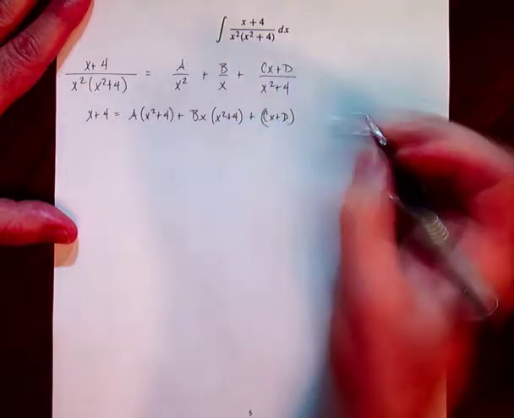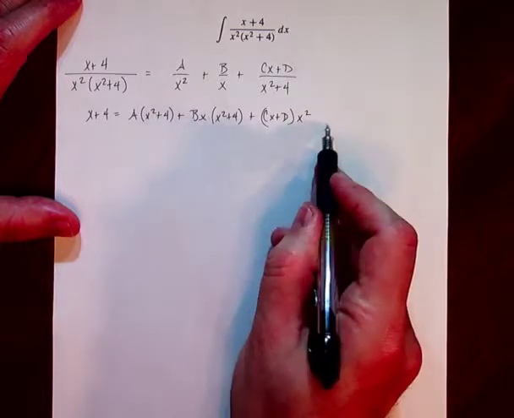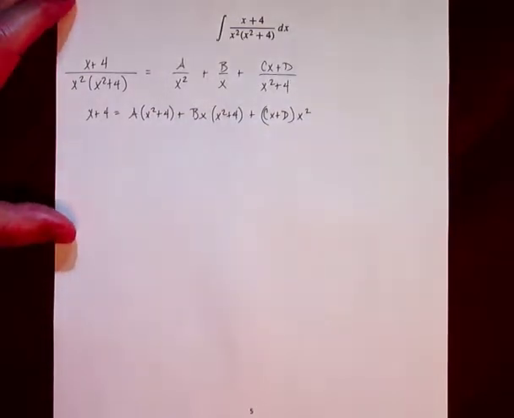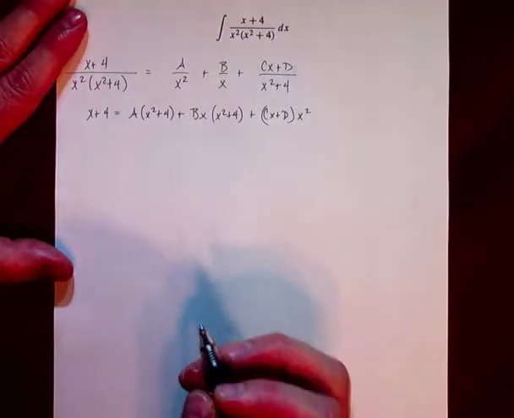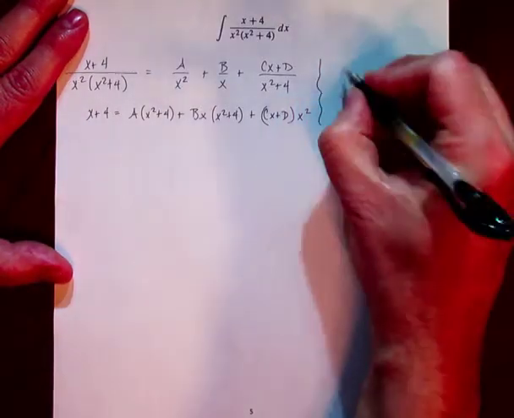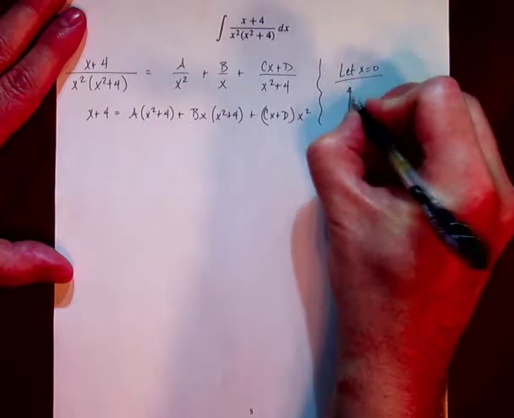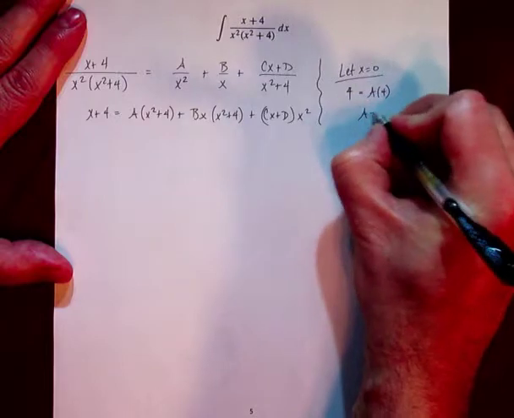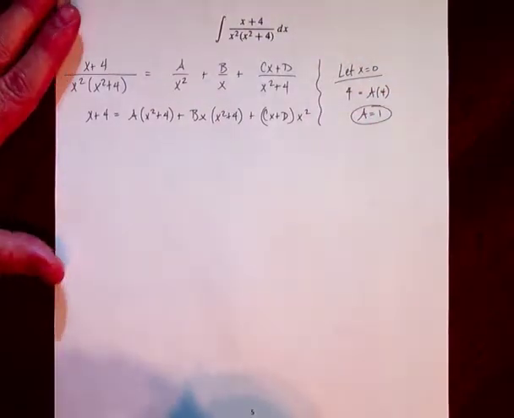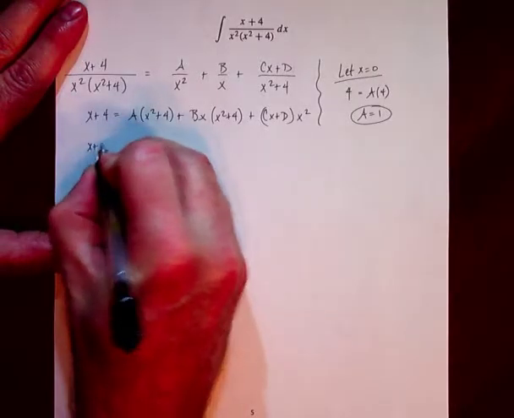Now, thankfully, the repeated linear is just x, so cx plus d is not multiplied by a binomial, especially a binomial squared. So that's going to make things a little bit easier. We only have one convenient value. Let's go ahead and do that one. If x is equal to 0, then 4 is equal to a times 4, and therefore a is equal to 1. All right, let's rewrite it and start multiplying things out in order to do our coefficient comparison.